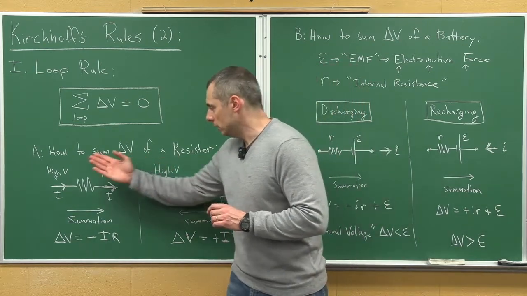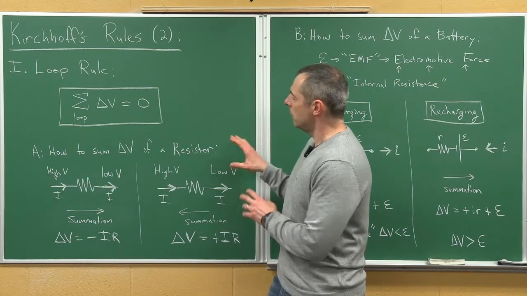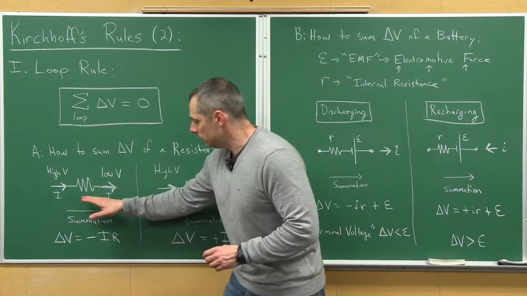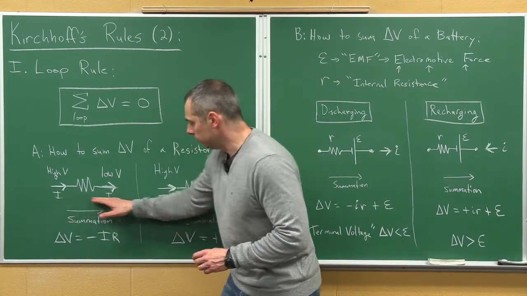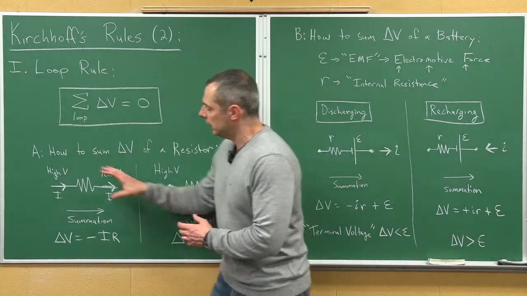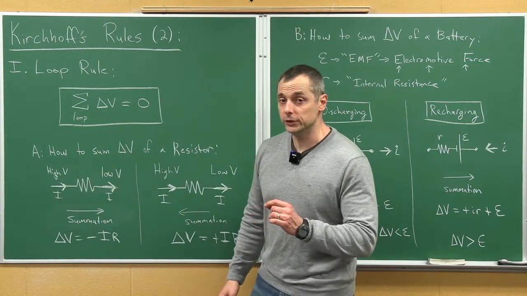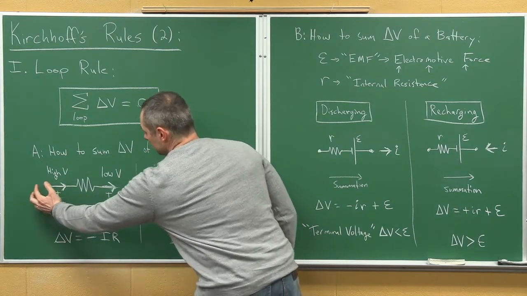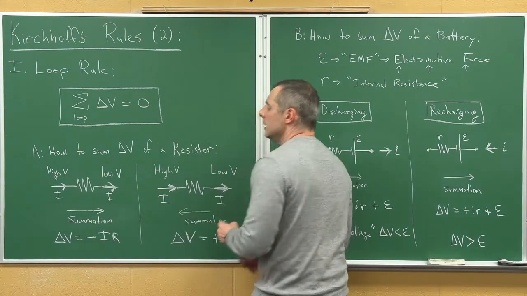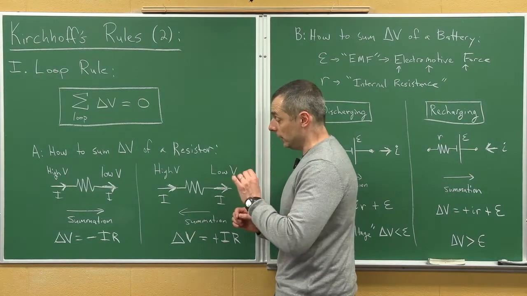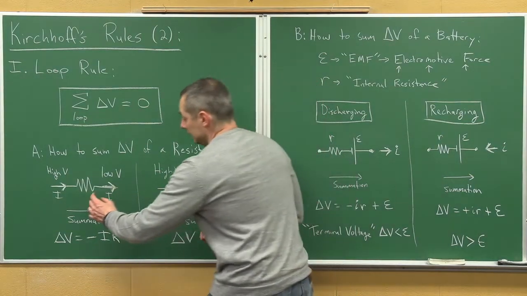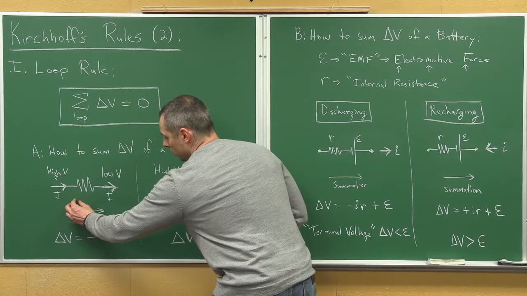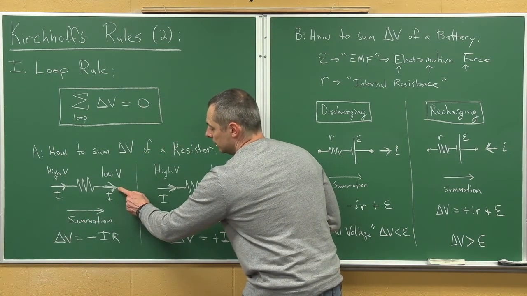So what I'm going to first say is how you sum up the voltages of a resistor. So I have here a resistor, and suppose the current is flowing from left to right. That means the left side of the resistor is at a higher voltage, because that would mean the electric field points this way and the positive charge would flow that way. So if, for whatever reason, and I'll explain why later, let's suppose you're summing up the voltage of this resistor and you're going this way through the resistor with the current.